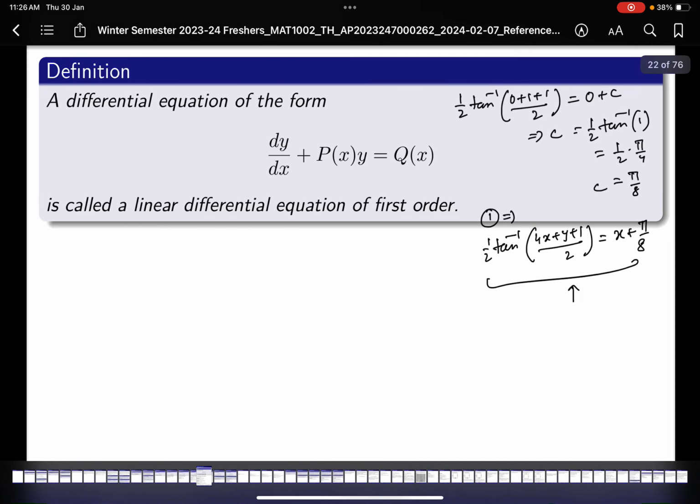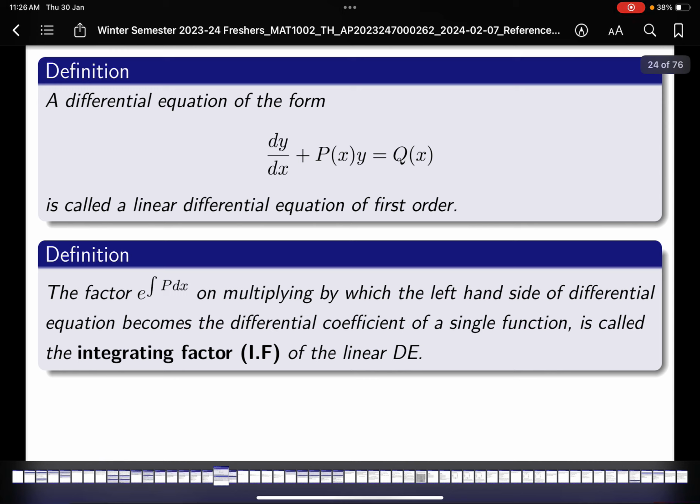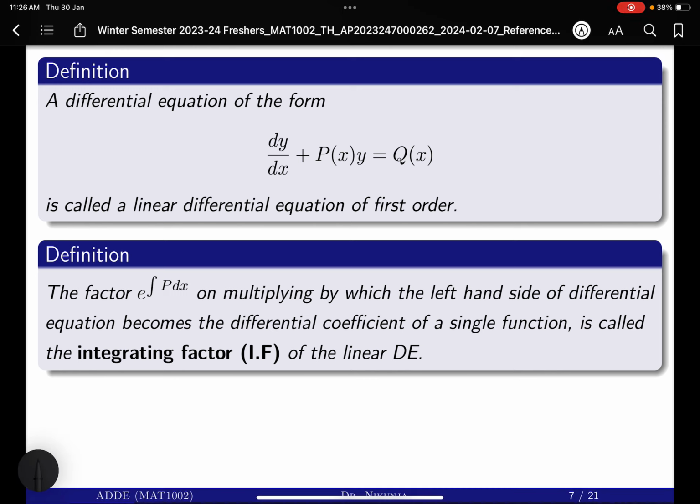So see, this is the standard form of the linear differential equation: dy/dx + P(x)y = Q(x). This is a linear differential equation where P(x) and Q(x) are functions of x. So this form is said to be a linear differential equation. The point to remember here is that the coefficient of dy/dx is 1.